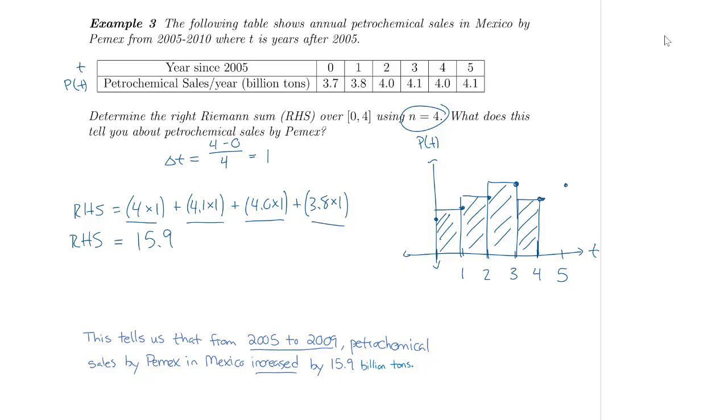So we get 15.9 when we add that up, and the question asks us what this tells us about petrochemical sales. This function is the sales per year in billions of tons, and t is in years. So when you multiply those, when you take the areas of each of these rectangles, you get billions of tons of sales. And so this tells us that over this time period, 0 to 4, which is 2005 to 2009, the annual petrochemical sales by this company increased by 15.9 billions of tons of sales.